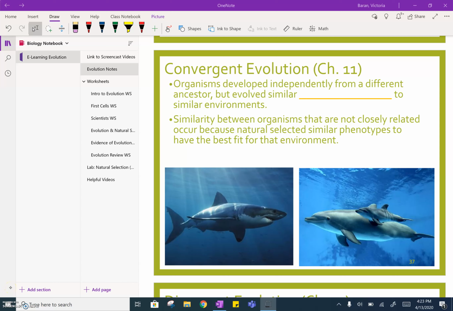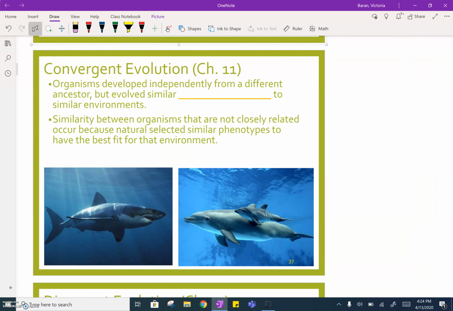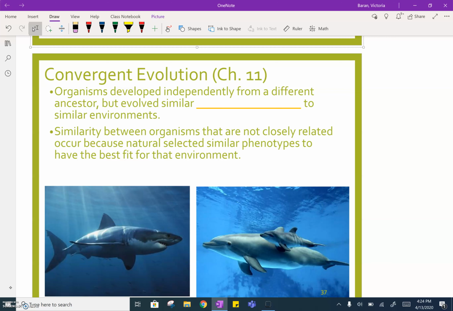Today we will be finishing the rest of the evolution notes starting on slide 37. So I'm going to talk about convergent evolution, divergent evolution, and coevolution.